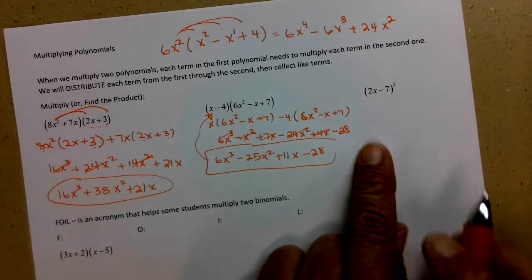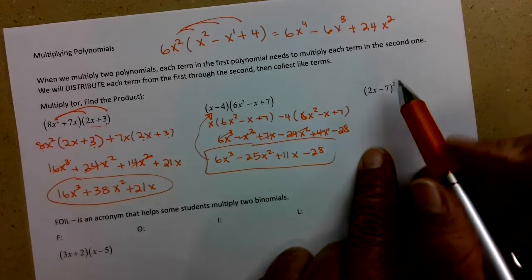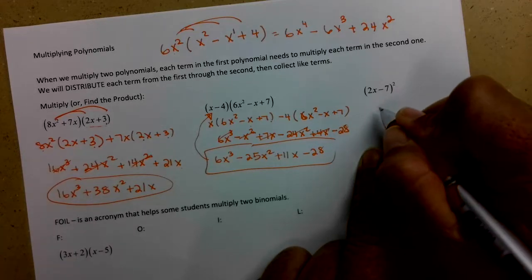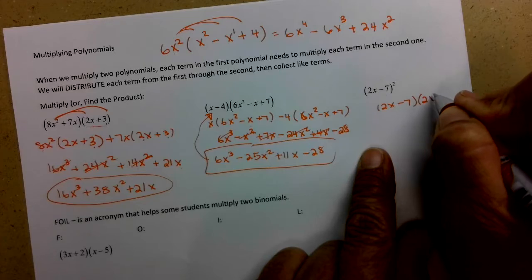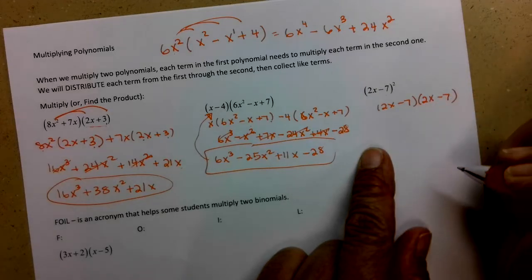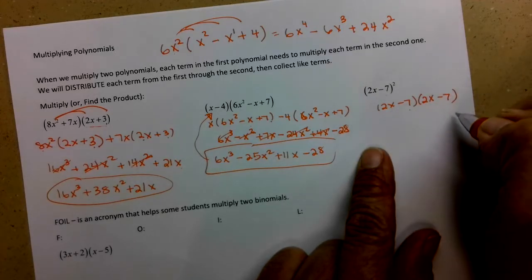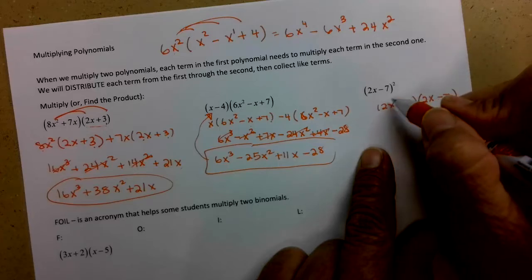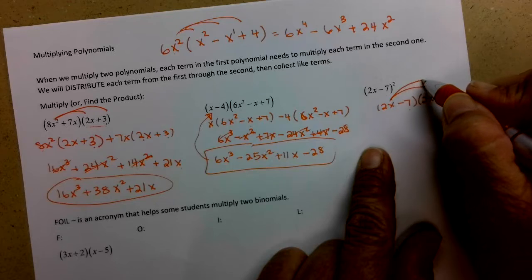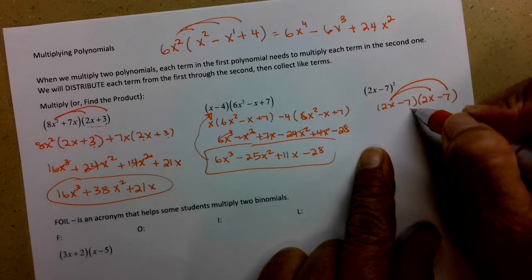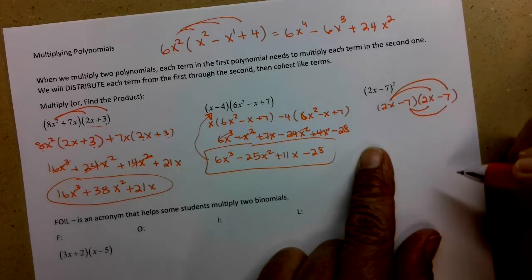Okay, last one. So 2x minus 7 quantity squared. When I say squared, that means 2x minus 7 times itself exactly. So 2x minus 7 times 2x minus 7. I don't have room to do what I did on the other one, so I'm going to just do it with my arrow. So the 2x has to multiply everything, and then the negative 7 has to multiply everything.